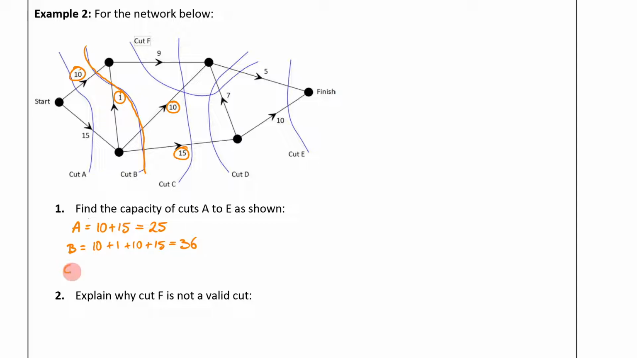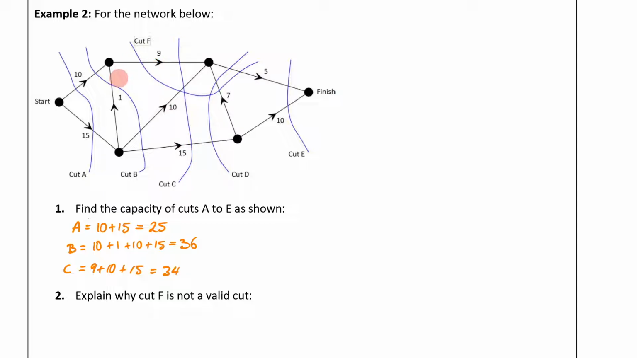Then we'll consider cut C. Let's rub this all out. For cut C, I'm going through 15, 10, and 9. So let's write that out. So we'll go 9, 10, 15. So 9 plus 10 plus 15, and when we add all of those up, it's going to give us 34. All right, let's do another one.